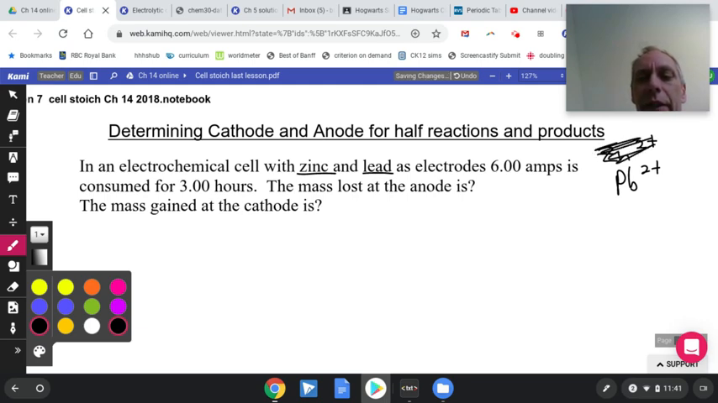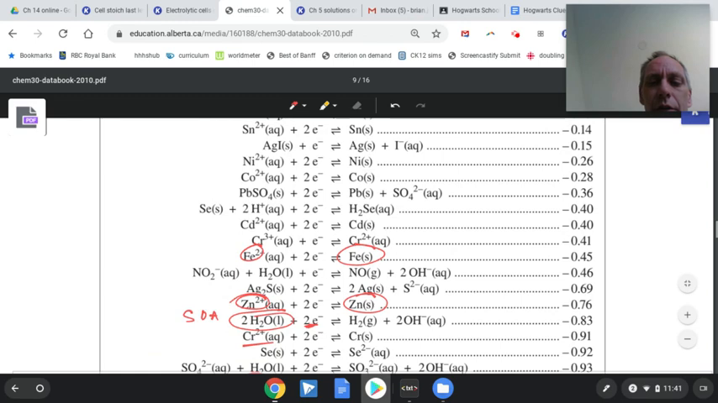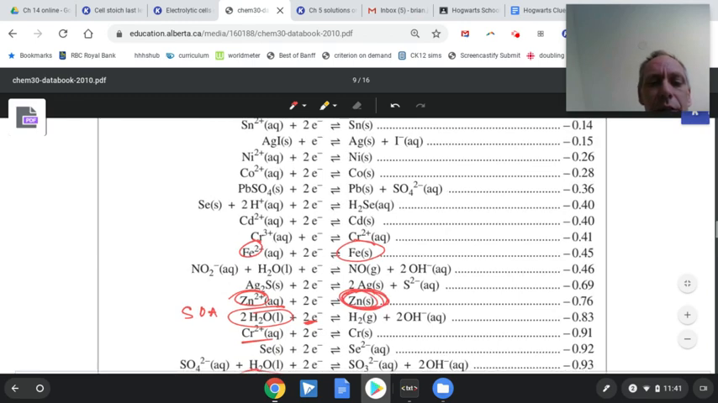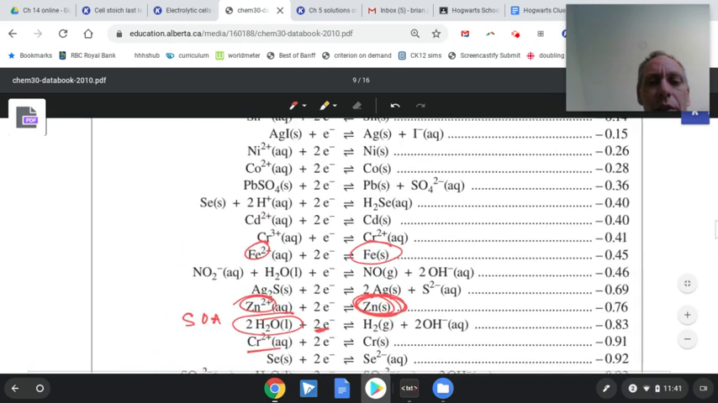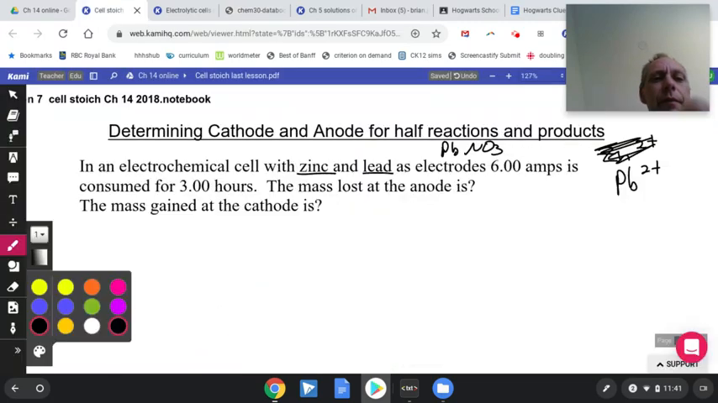So let's say it was like PbNO3. When you go to look this up, you discover that zinc is our strongest reducing agent right here, and lead 2 plus is our strongest oxidizing agent. Oh dear, I did not choose a good example there. I got to flip it. It's going to be zinc 2 plus and lead. I got to change this.